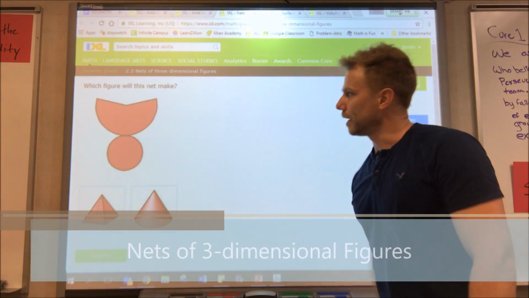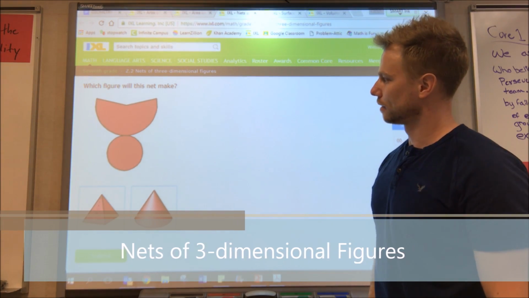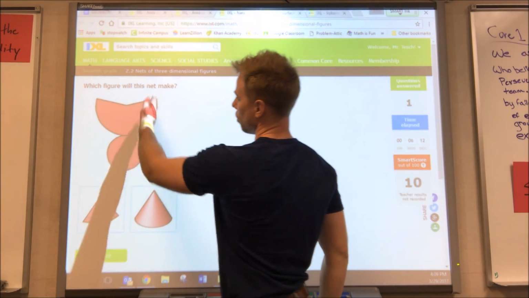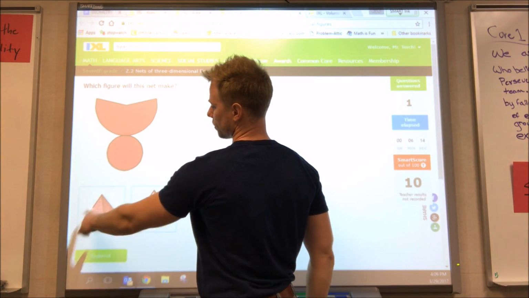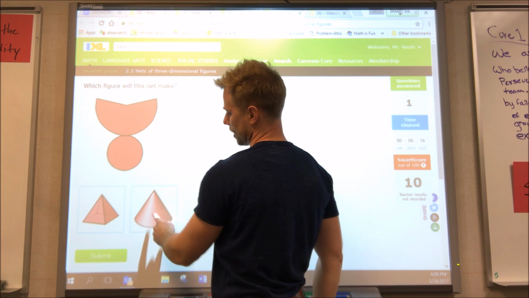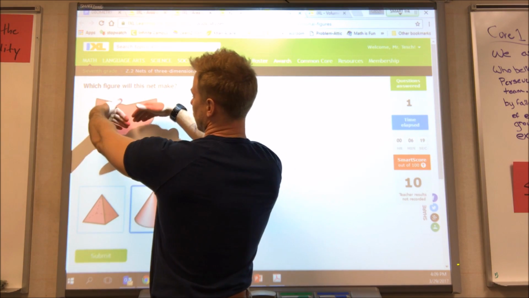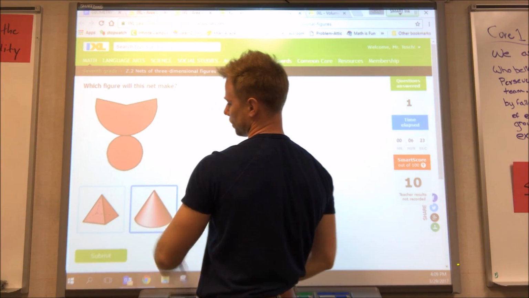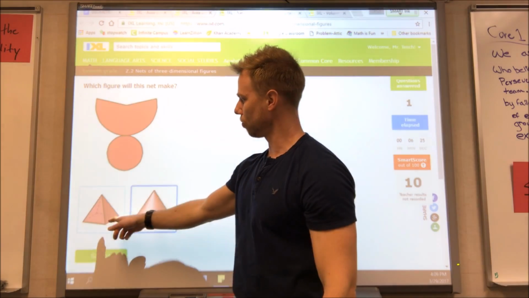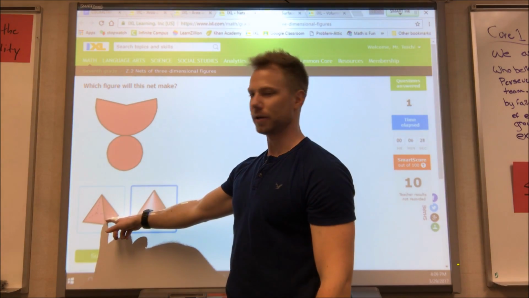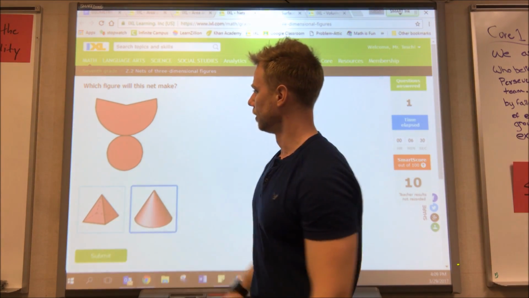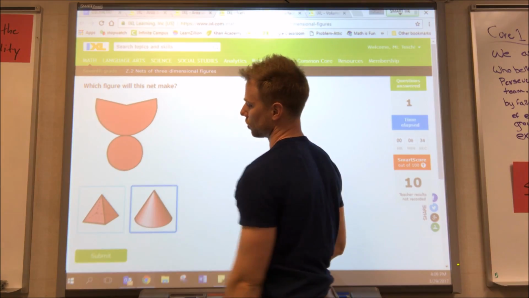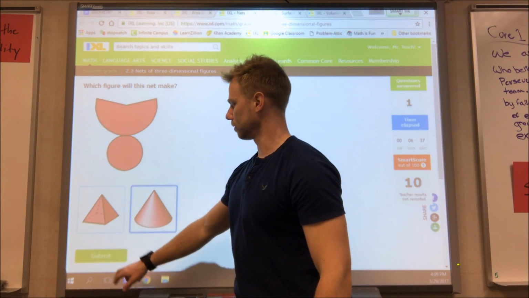All right, which figure will this net make? This is a funny looking net, but since there's no flat straight sides except here, it's got to be the cone. And we kind of have to think about wrapping this around, and it's going to make a point, and it's going to make a cone there. There's no flat edges to make the pyramid or the bottom square. See how we have a circle? The base is a circle. The base of a cone is a circle, so we know it's going to be a cone, not the pyramid.